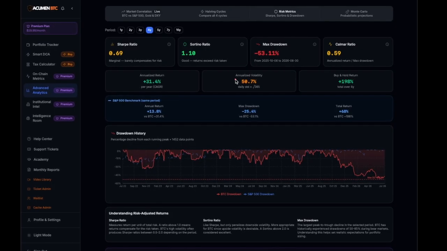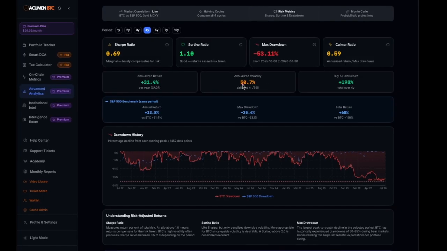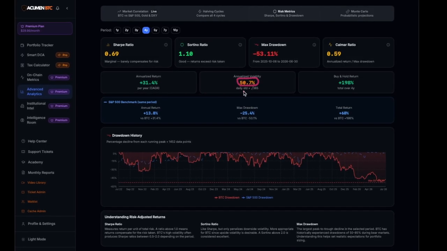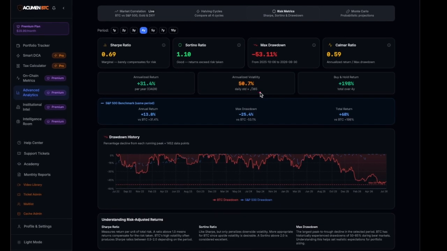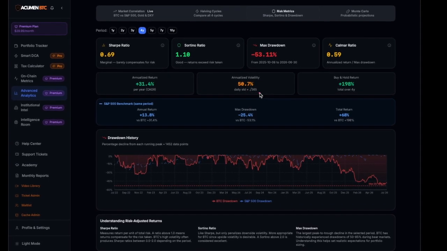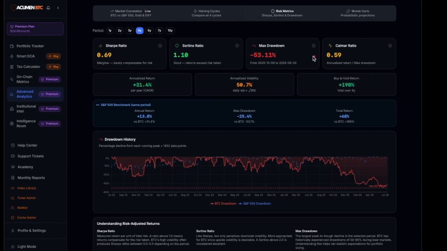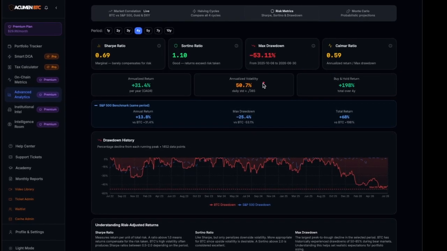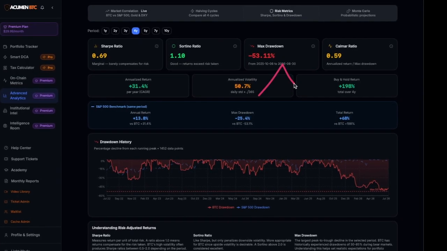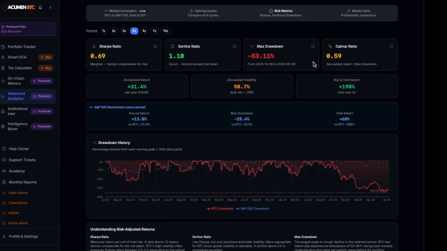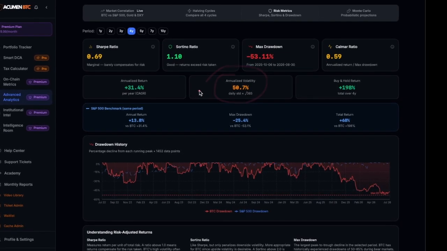Moving on, we have the annualized volatility. In this example, the value came at 50.7%, calculated as daily standard deviation times the square root of 365. This is high, but for Bitcoin, it's historically normal. The volatility is the price of admission for those returns. Higher volatility means larger price swings, both upward and downward. Bitcoin is naturally a highly volatile asset, so understanding this metric is essential before evaluating any investment performance.